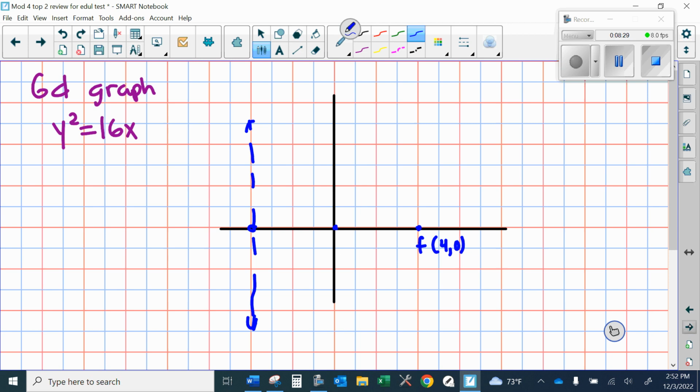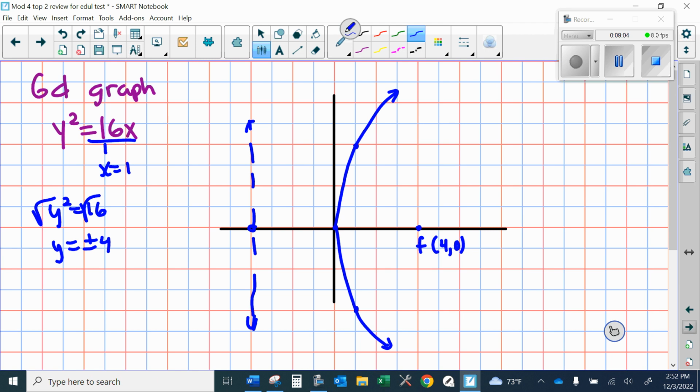Let's say an easy one is if I want x to be 1. Then y squared equals 16, so I take the square root of both sides and get y equals plus or minus 4. So (1, 4), 1, 2, 3, 4, and (1, negative 4). That's going to be a wide parabola going like that.